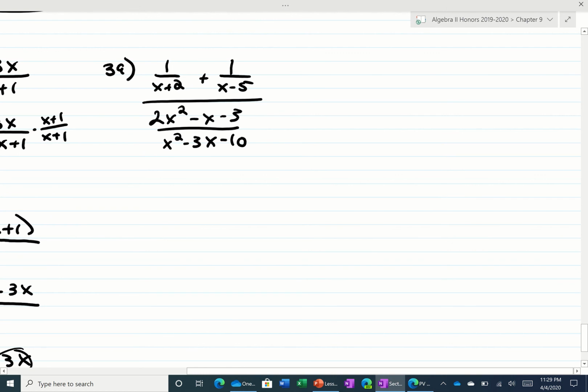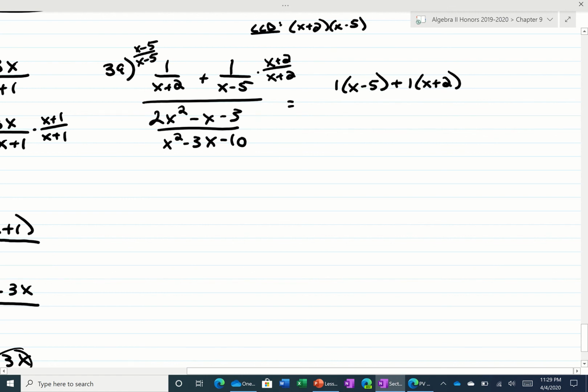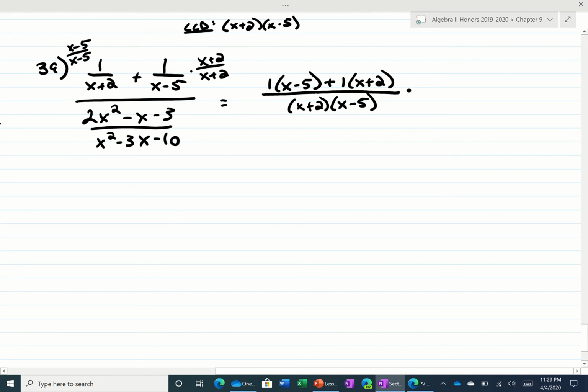For 39, we have to get a common denominator on top. And it looks like our least common denominator is going to be x plus 2 times x minus 5. Multiply this one by x plus 2 over x plus 2. Multiply this one by x minus 5 over x minus 5. So the top turns into 1 times x minus 5 plus 1 times x plus 2, all divided by x plus 2 times x minus 5. And we're going to be dividing by the bottom, so I'm just going to write multiplying by the reciprocal. x squared minus 3x minus 10, we'll have to factor that, and we'll factor 2x squared minus x minus 3. So I'm going to distribute the top, x minus 5 plus x plus 2.